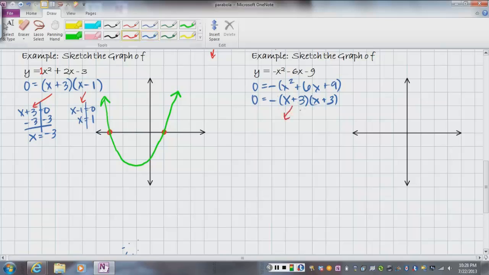When I set each factor equal to 0, I have x plus 3 equals 0, which means x equals negative 3, which gives me a root right here. If I was going to do the other factor equal to 0, it would actually be the same thing. I look at my original problem. My leading coefficient is negative 1. That tells me that my parabola is going to open downward, and it only has one root. So my parabola is going to look something like that.